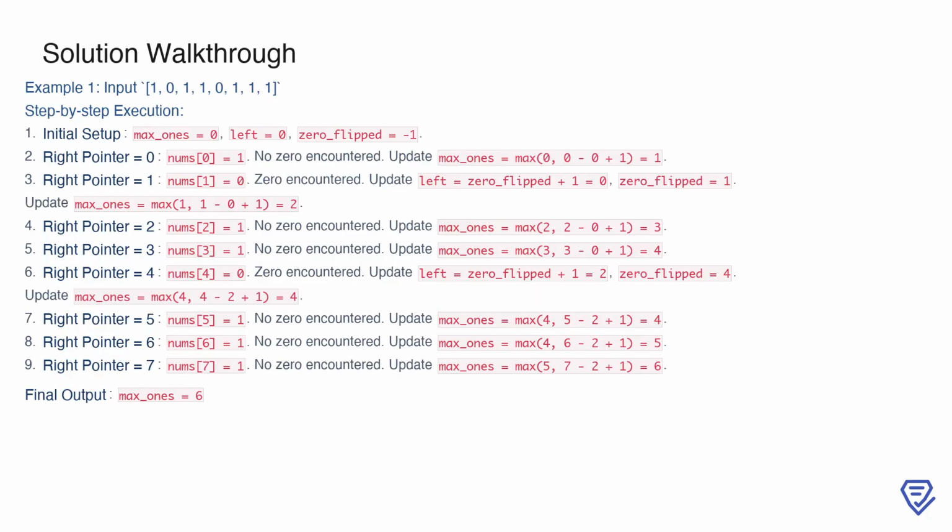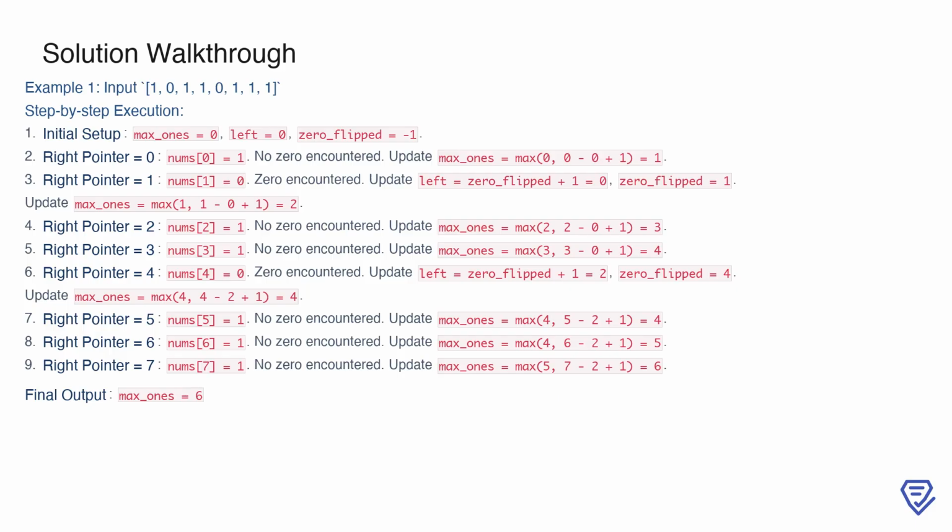Here, we are given the input array 1 0 1 1 0 1 1 1. Initially, we set up 3 variables: max_ones to track the maximum number of consecutive ones, starting at 0; left to represent the left boundary of our window, starting at 0; and 0_flipped to store the index of the 0 we can flip, initialized to -1.